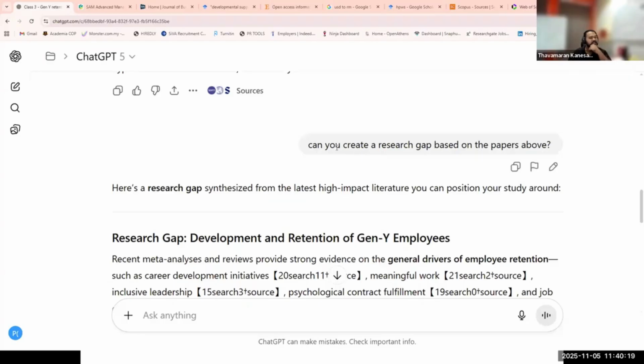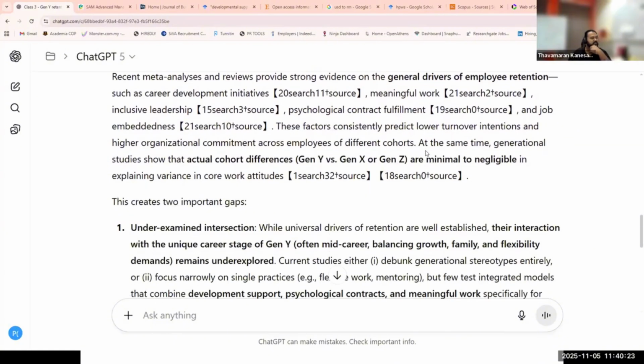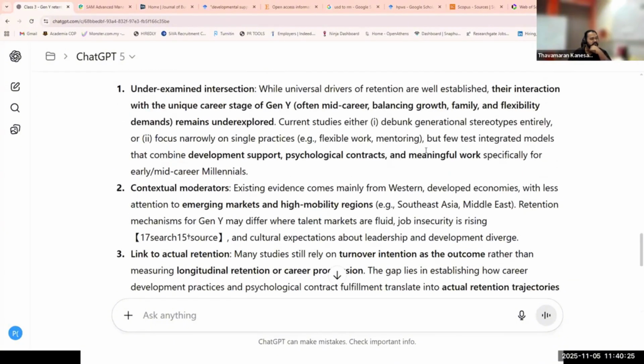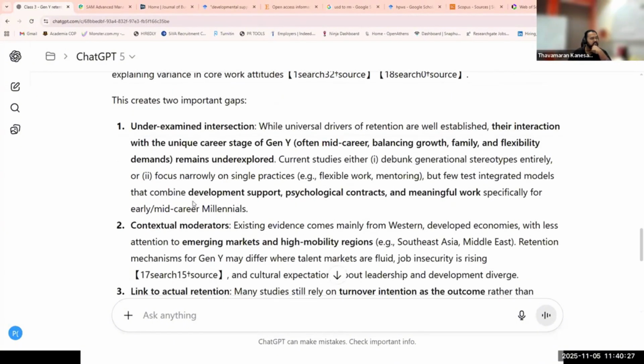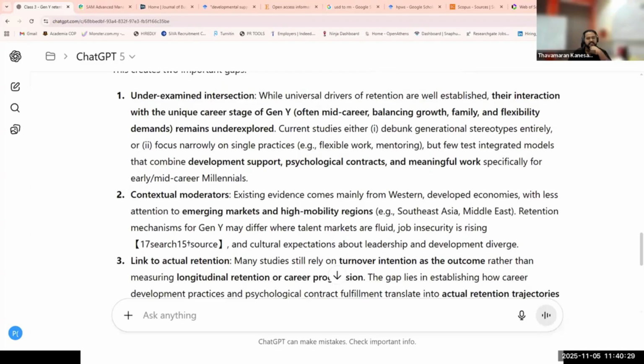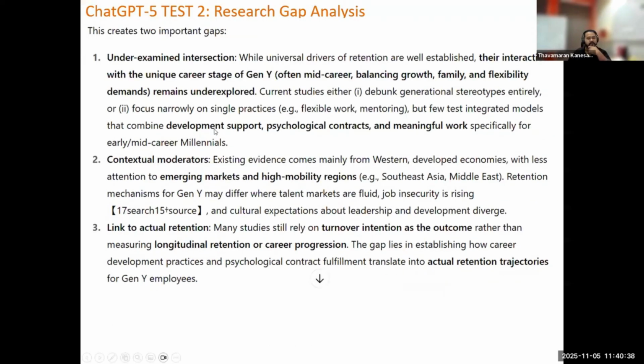Okay, so can you create a research gap based on the papers above? All right, so this is the research gap, and this is all the answers given here. Under examine intersection, contextual moderators, and so on. All right, so coming back to this, we go to here.